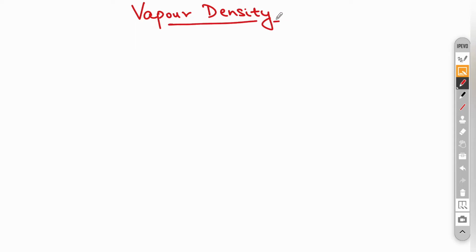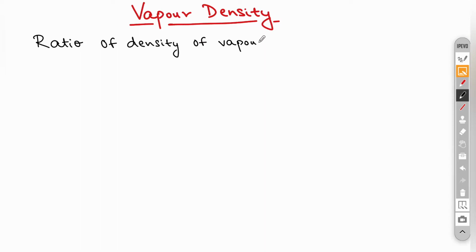Now we will talk about vapor density. This is a very important topic. Vapor density is the ratio of density of vapor to density of hydrogen at same pressure and temperature.